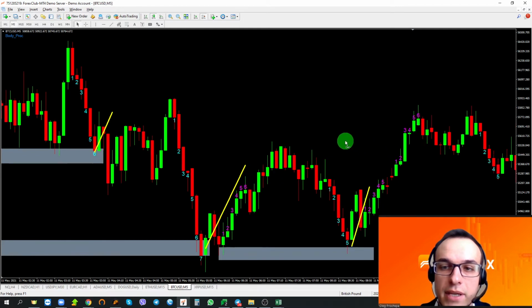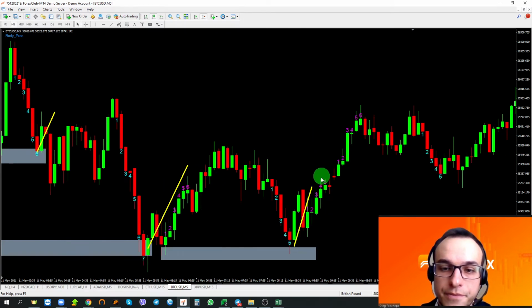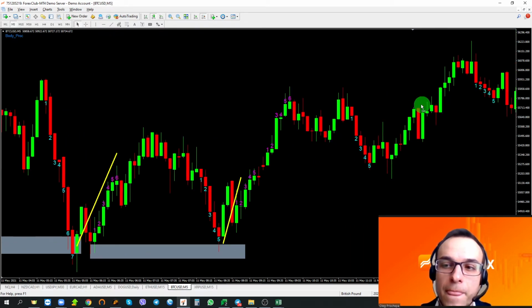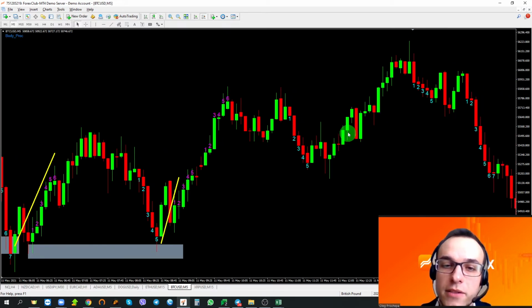Let's take a look how it went. After we have sell signals, we skip these sell signals, especially if we do not have any support or resistance lines to make the signal stronger. Let's move forward. We have a lot of signals right here.